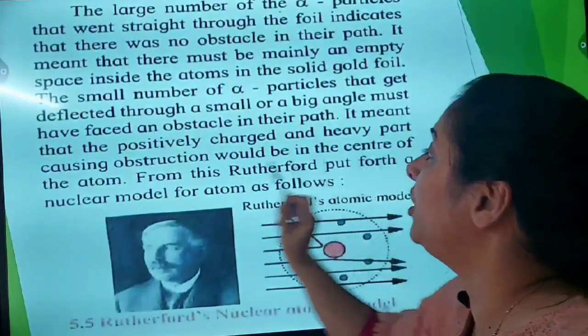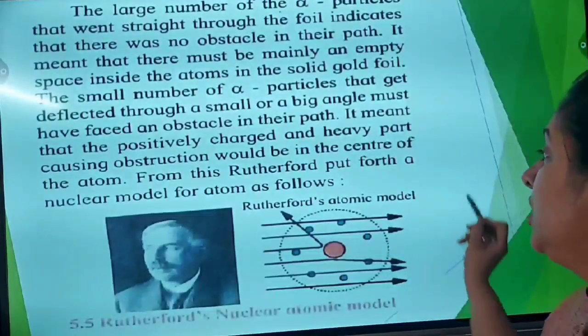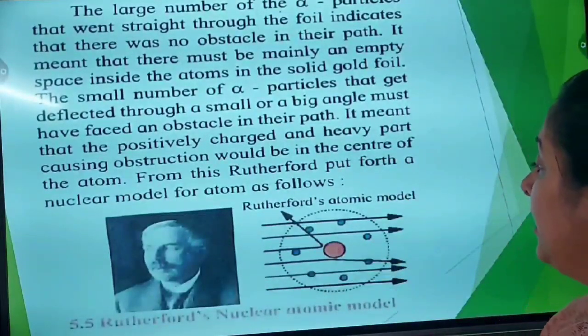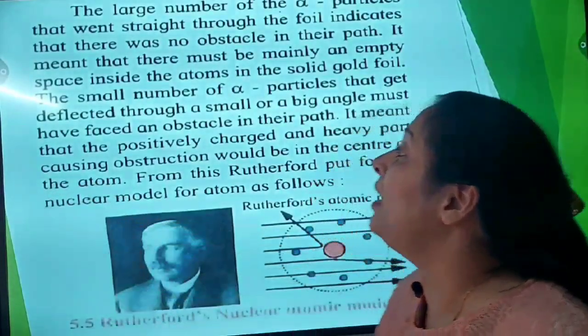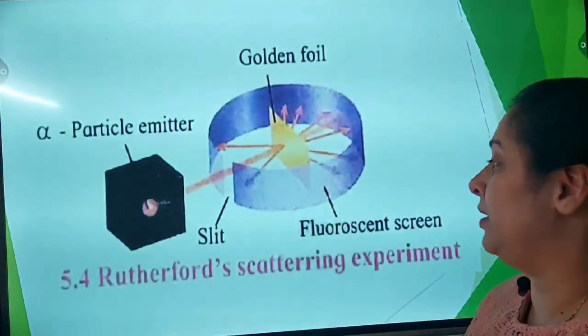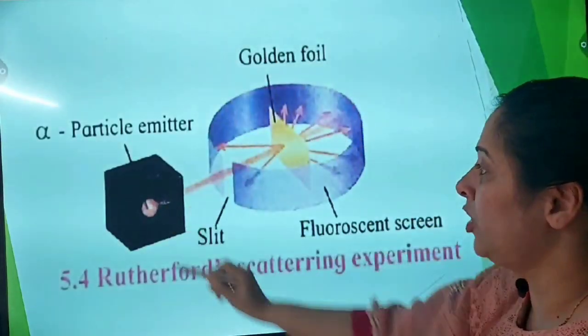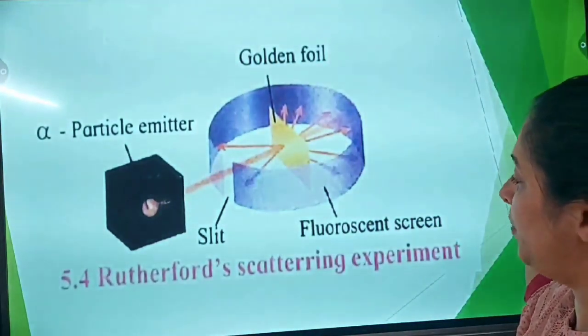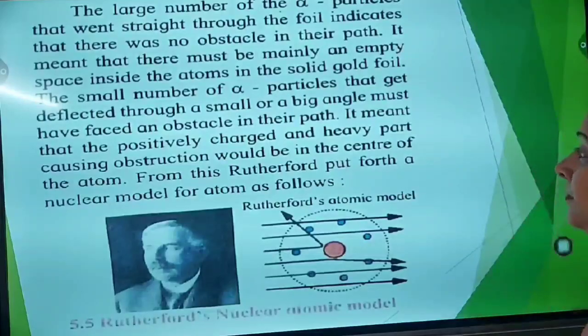From this, Rutherford put forth a nuclear model for the atom as follows. So this diagram can also come. Moreover, you may be asked to draw this one, the scattering experiment. This is what you will draw for the scattering experiment.